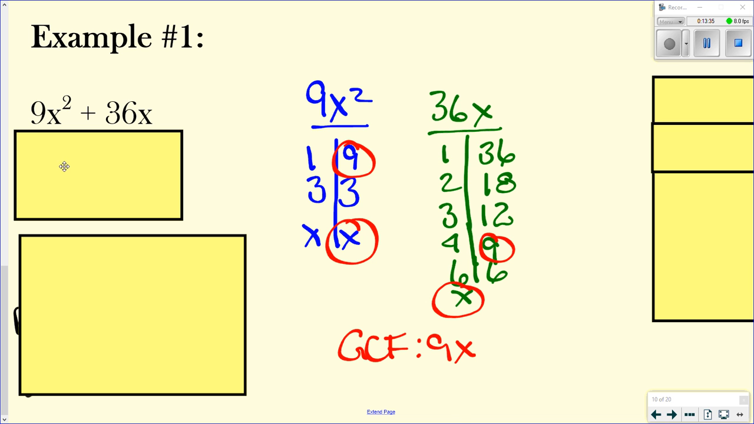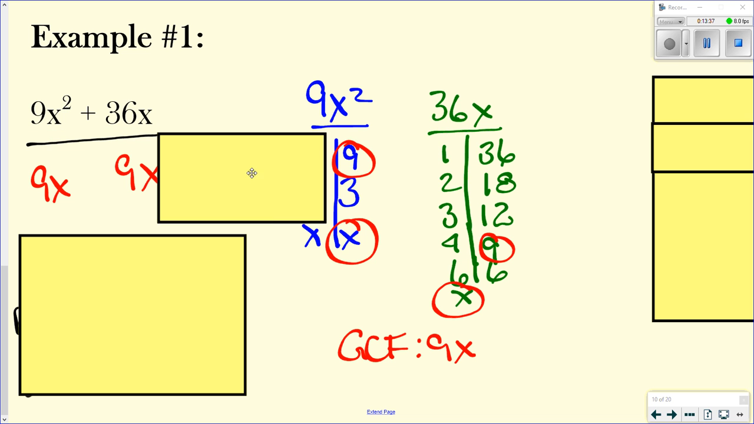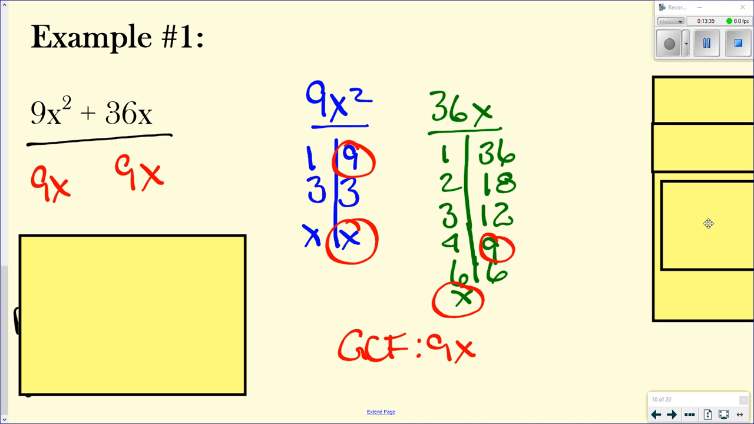So I'm going to take that 9x and divide each term by it. Remember, you did something about dividing monomials? Same rule applies. So 9 divided by 9 gives you 1, and x, the same base, you subtract the exponents, so you end up with just x, 1x. And then 36 divided by 9 is 4. And since we have the same base, x to the first power over x to the first power, you subtract, and it gives you 0. X to the 0 power is 1.